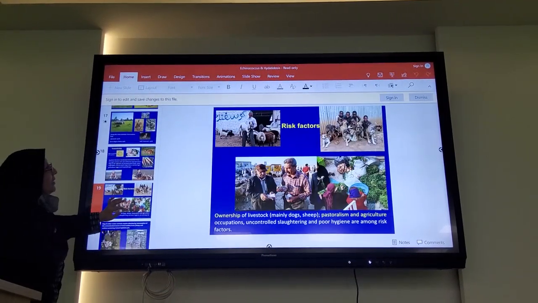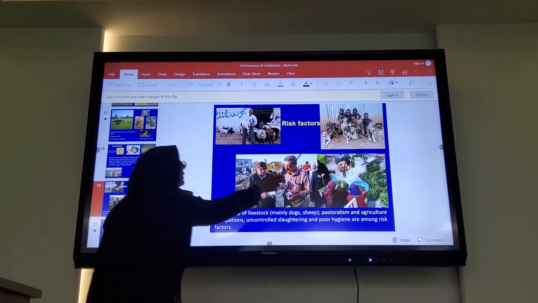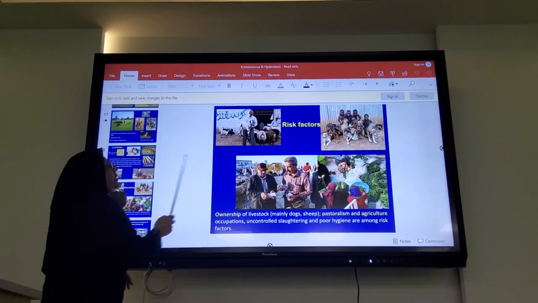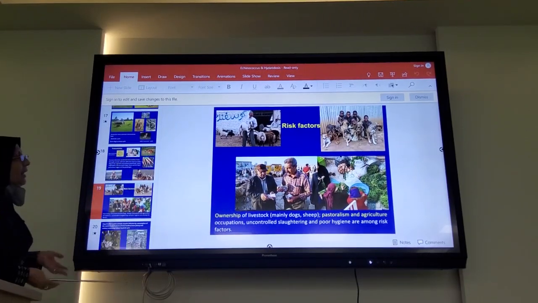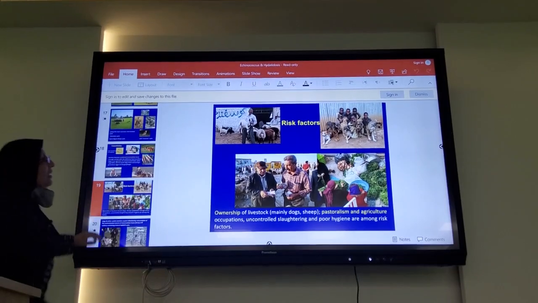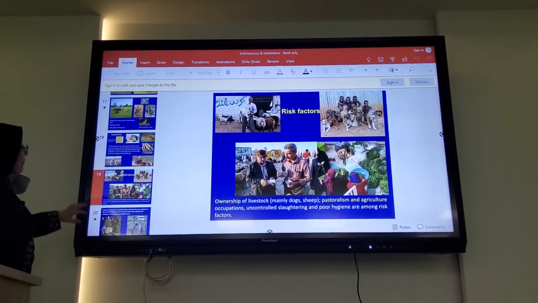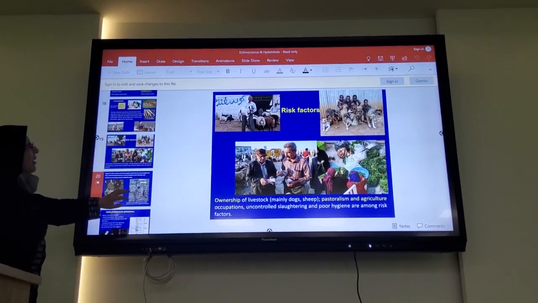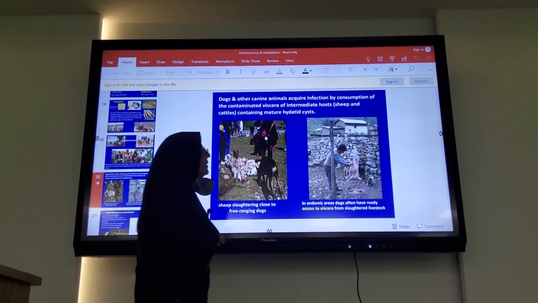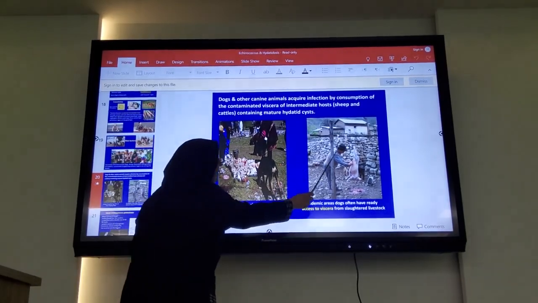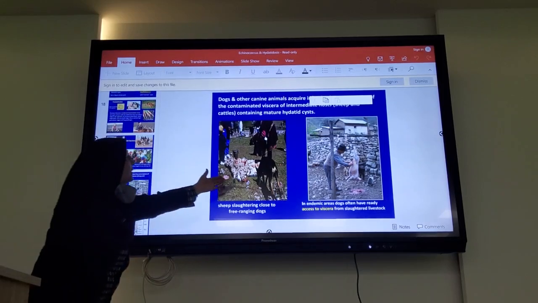So here I want to show you the risk factors. People in close contact with the animals, especially children, and farmers are at the risk of infection. Ladies who are working with the vegetables are at the risk of infection. Such practices, you see, in endemic areas, dogs often have access to the viscera of the slaughtered animals, or like this one, okay?